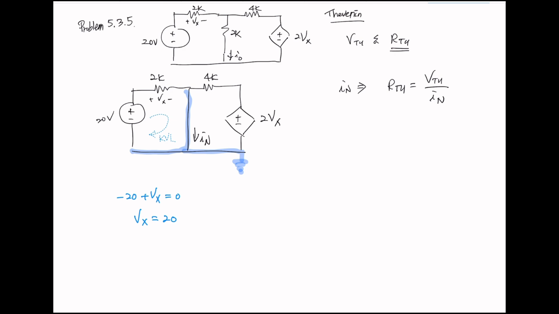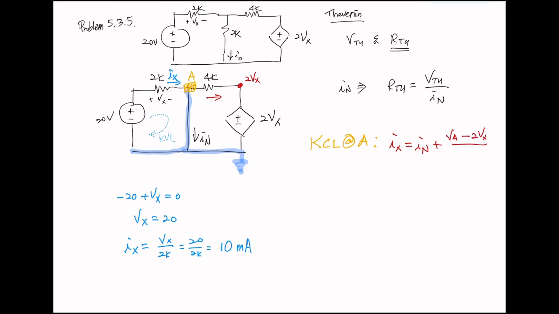If this Vx is 20, then current going through this Ix is going to be V over R. Vx over 2K, 20 over 2K, which is 10 milliamp. And now we can do KCL at node A. Now we have Ix entering, IN leaving, and it's really up to us. You set the direction of the current either way. So I'm gonna go this way, and then we know this is 2Vx. So I sub x entering equals leaving I sub n plus leaving VA minus 2Vx over 4K.